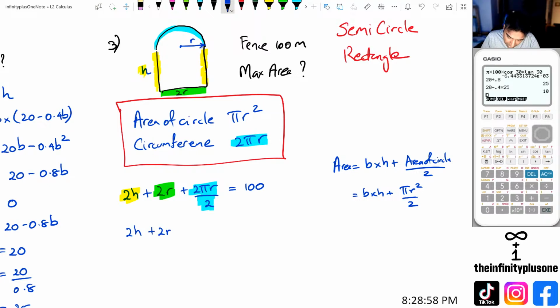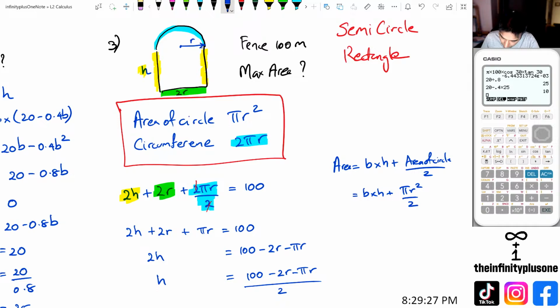So I'm going to write this as 2h plus 2r plus pi r, because the two 2's cancel out, and this is all equal to 100. Then 2h is equal to 100 minus 2r minus pi r, and then h is equal to 100 minus 2r minus pi r, divided by 2.